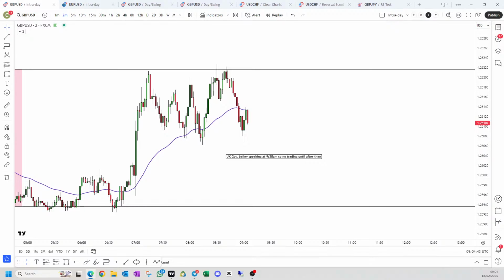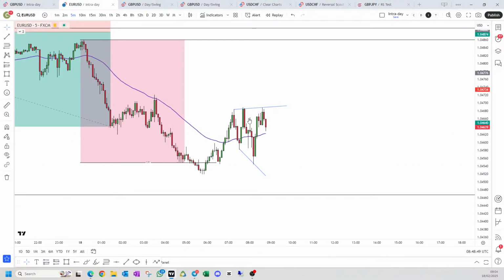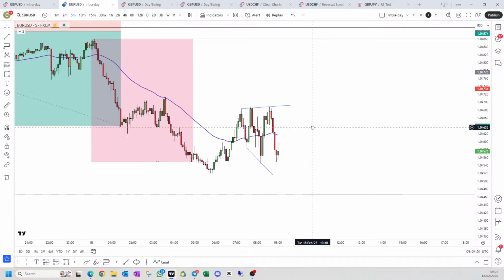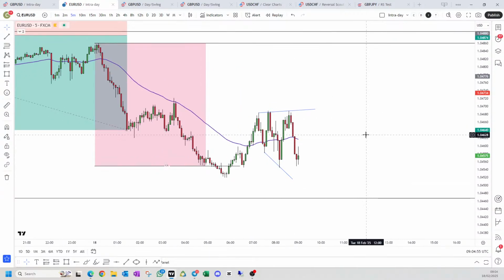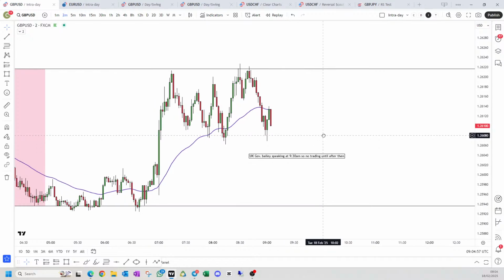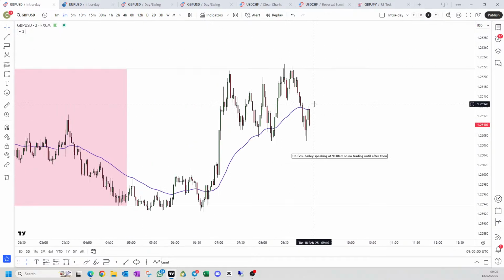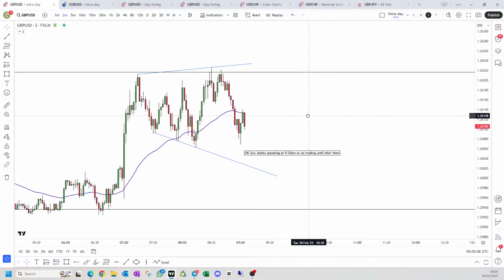Got some news in about 25 minutes, so just watching for now. There's no point catching an entry yet if it's going to be holding through news. We're seeing a little bit of a megaphone on EU. Similar on the pound actually, so we've got highs getting higher, lows getting lower. It's not really something that you want to trade.